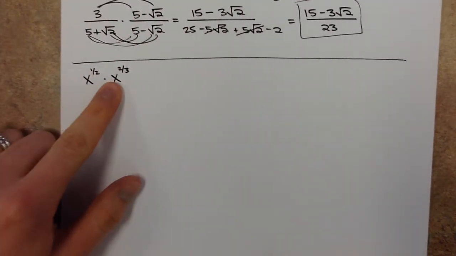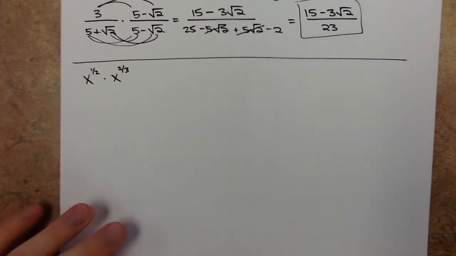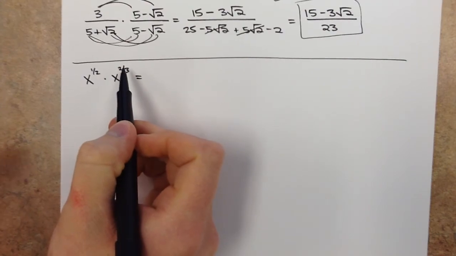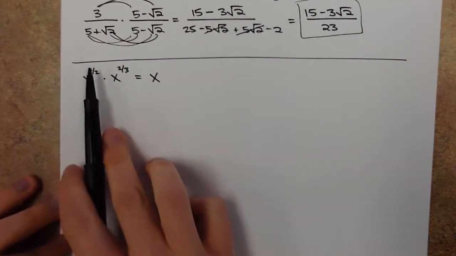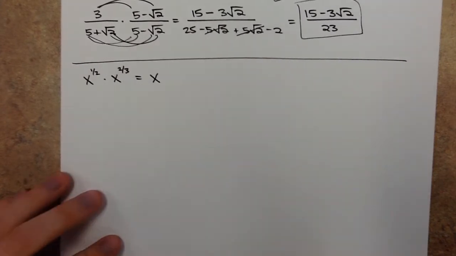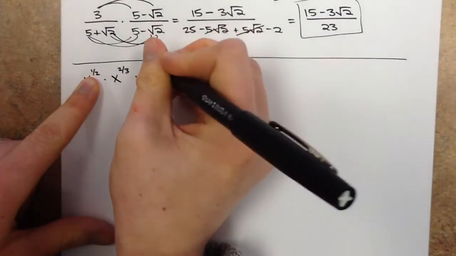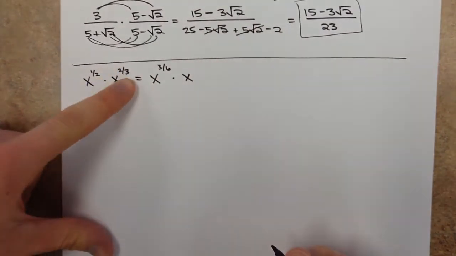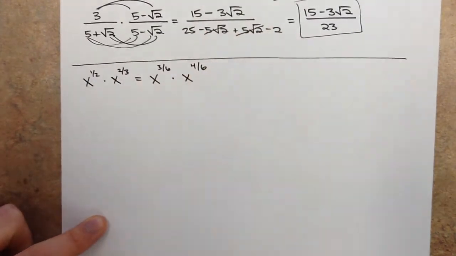If you've got a base times a base and they've got their own powers, what you do is you add the powers together. So first of all, we can't add 1/2 to 2/3 yet because they have different denominators. So let's start by giving them a common denominator. So the common denominator between 2 and 3 would be 6. So here, multiply 1/2 by 3 over 3, and you get 3 over 6, times x, and then multiply 2 over 3 by 2 over 2, and then you get 4 over 6.